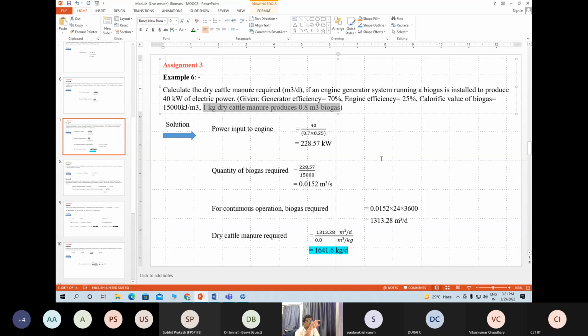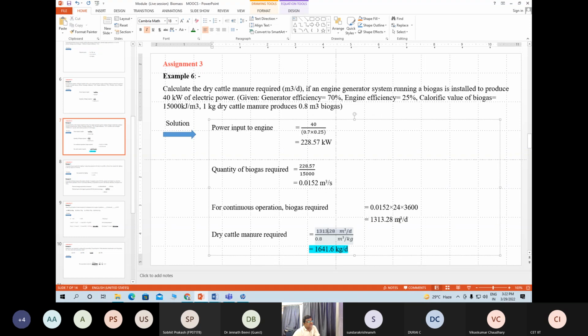So what is the meaning of this? If 1 kg of material is there, it produces 0.8 meter cube of gas. That means 0.8 meter cube of gas per kg of feed is getting produced when you are using this kind of manure. That is the simple meaning of that. Because per kg produces this much, it means 0.8 meter cube per kg of biomass. So that's what we have done here, 0.8 meter cube per kg of biomass. You already know the unit of this. So if you just cancel meter cube, you will get the value in kilogram per day. So this is the final.